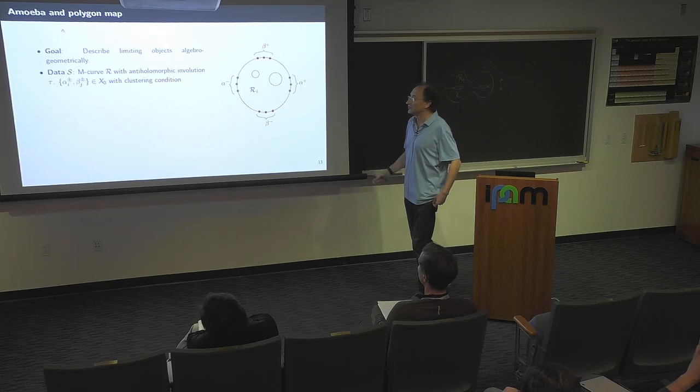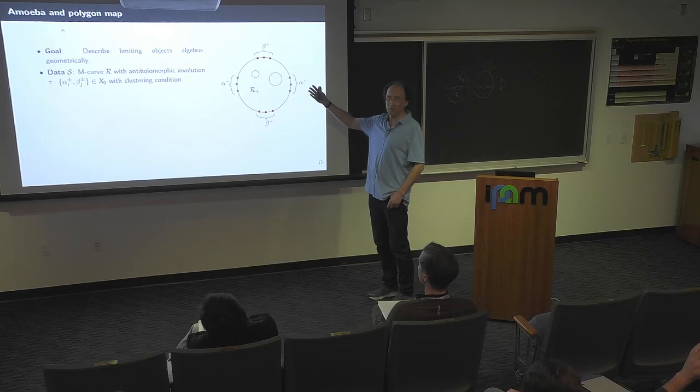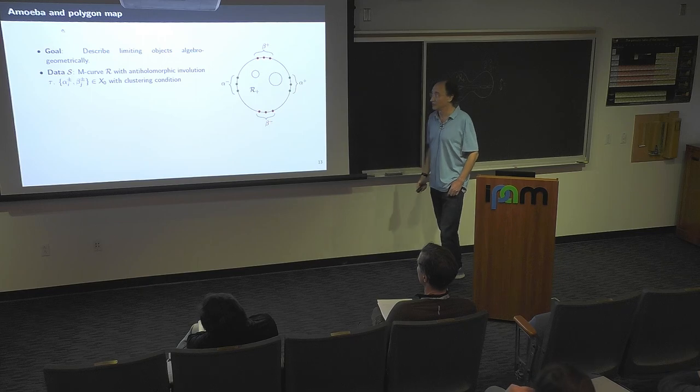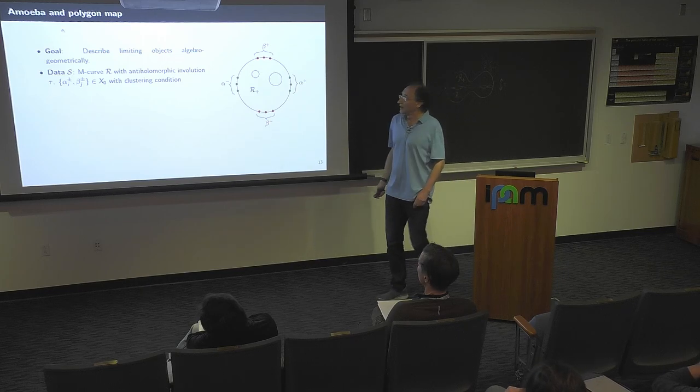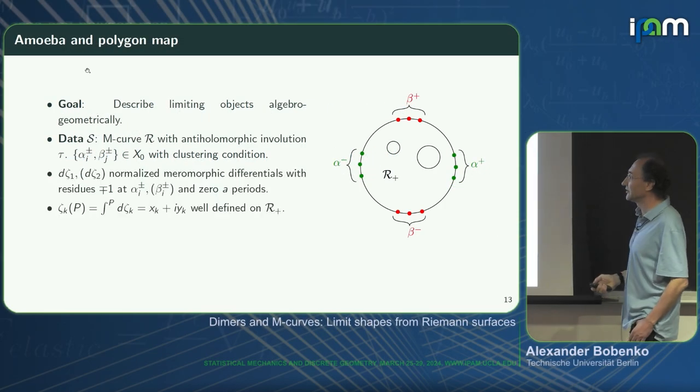And we will see what the amoeba and polygon map are, and so on, in this more general setup of non-quasiperiodic weights. Again, our goal is to describe the limiting objects algebraically and geometrically. They will come later, but now what do we have? You have this square grid. We have an M-curve, a surface with an anti-holomorphic involution, and train track parameters with clustering condition. So these are our data.